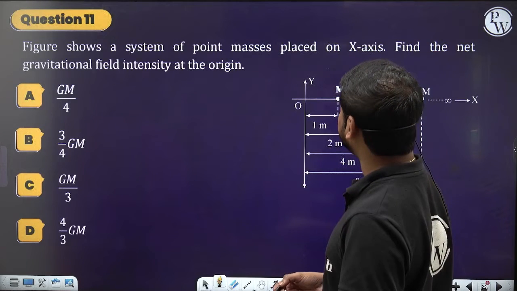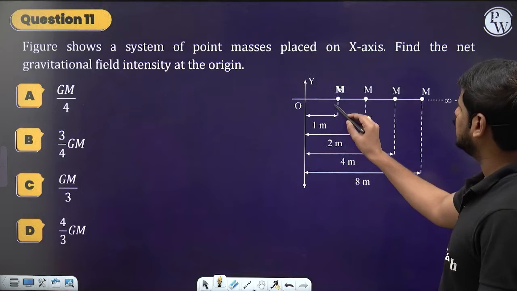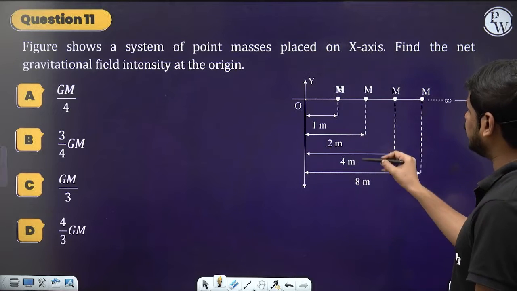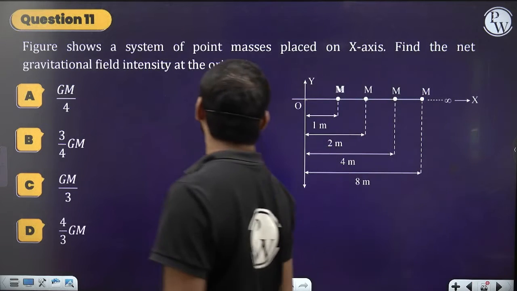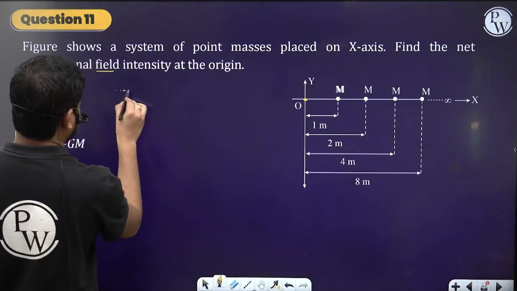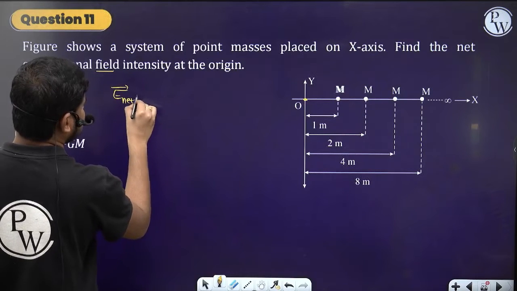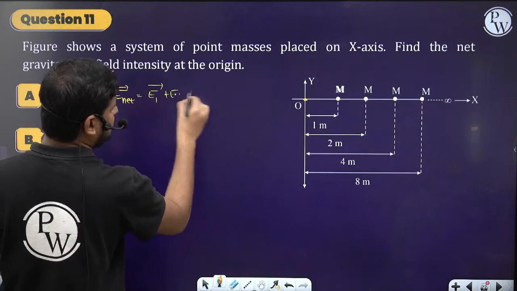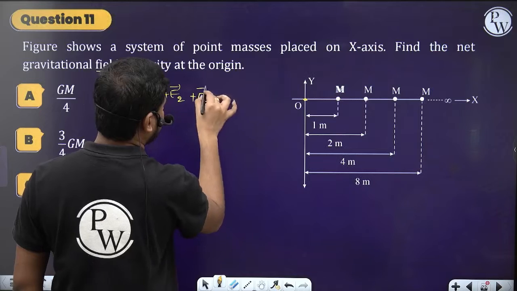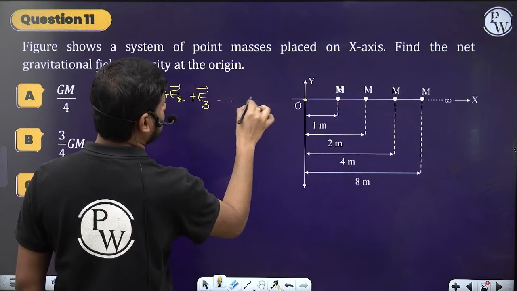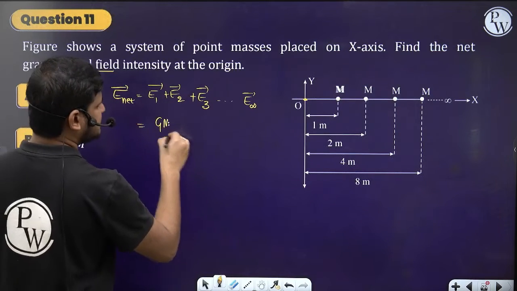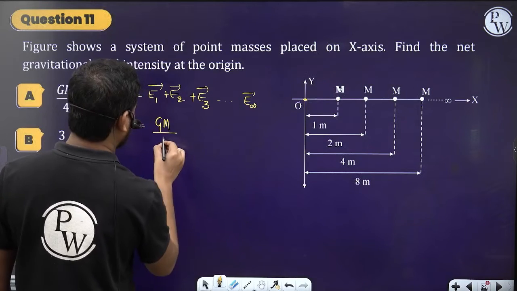The figure shows a system of point masses placed on the x-axis. Mass M is placed at a distance 1 meter, 2 meters, 4 meters, 8 meters, like that. We have to find the net gravitational field intensity at the origin. So the net gravitational field E net is equal to E1 due to the first, E2 from here to here, and then E3, till infinity. Yes or no? The first one you can write as G into M by the distance 1 square, which is 1.